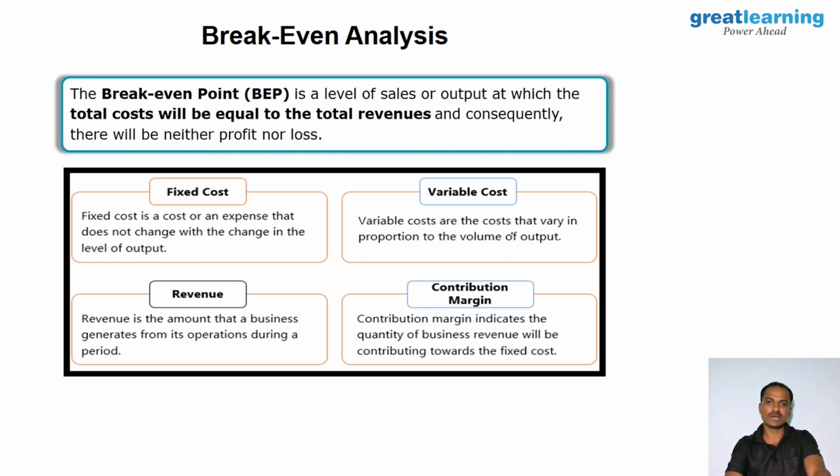Variable cost is nothing but the costs that are incurred in proportion to the volume of output. This will keep changing. This cost would vary, it would go up or it will go down. The revenue is the total amount of business that a business generates during the period. The contribution margin is nothing but the sales minus variable cost.